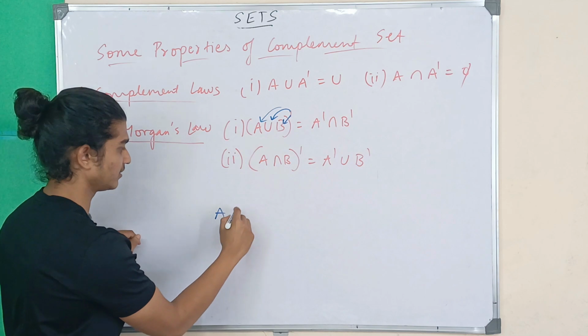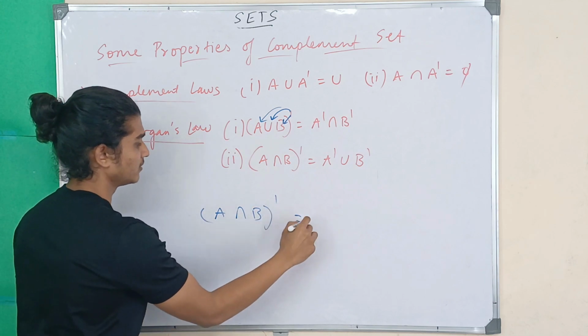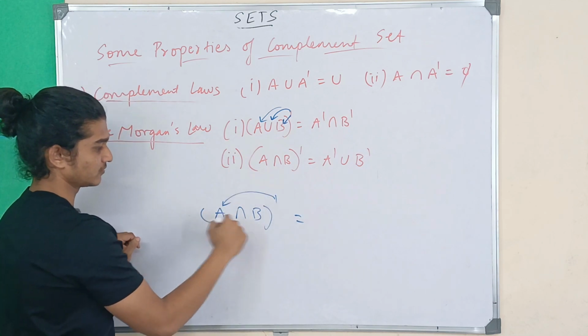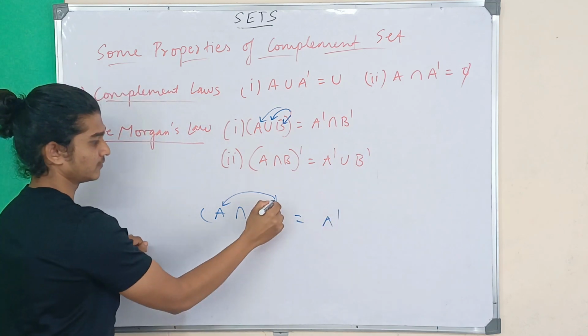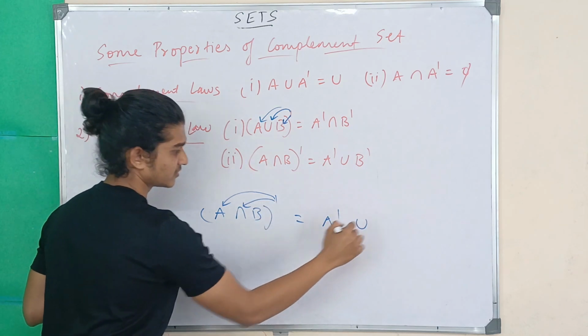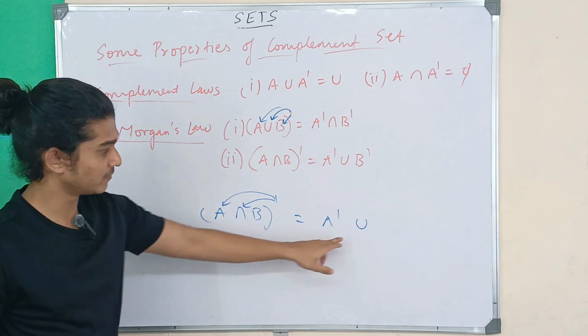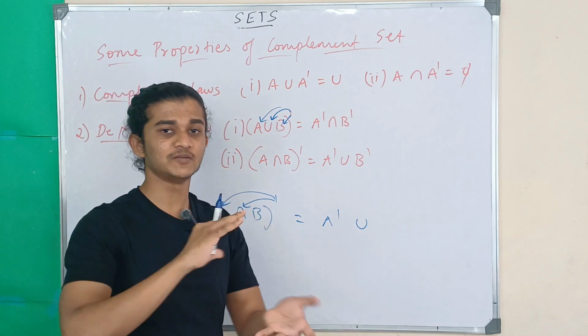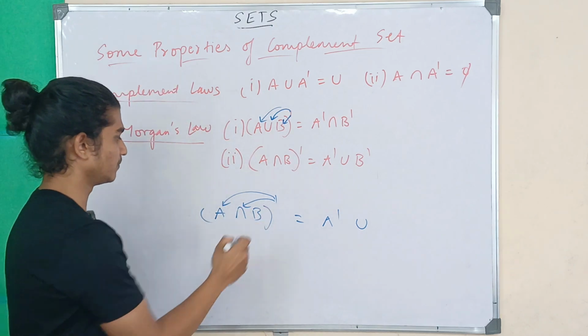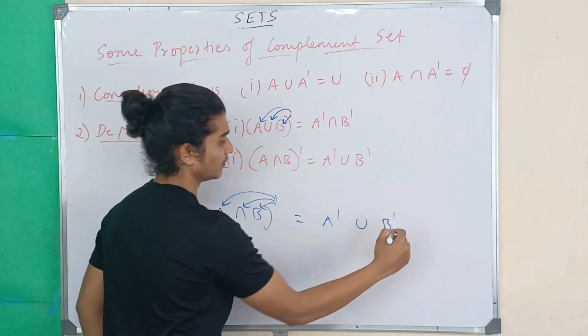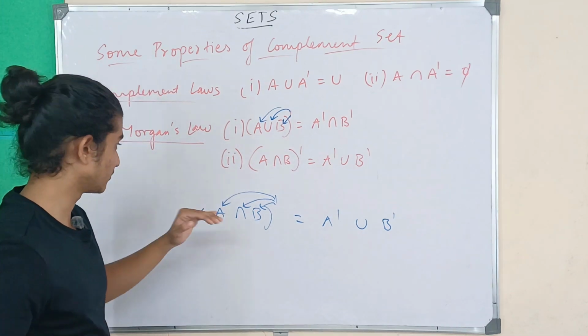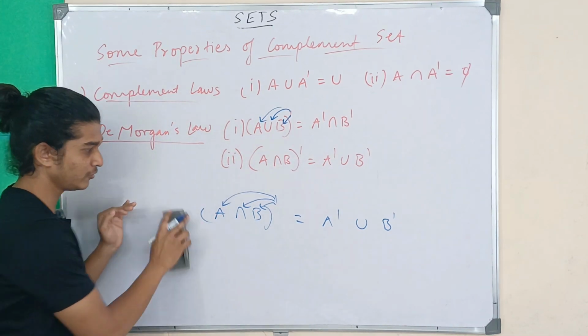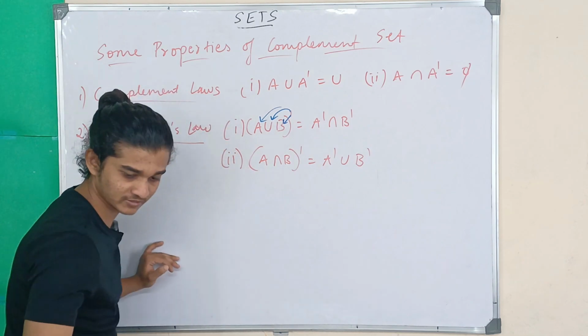So you have (A intersection B) whole complement. Start applying complement to the first. So this becomes A complement, and this reverses its form. If you have intersection, it becomes union, and if you have union, it becomes intersection. It's just flipping from one to another. And then you apply it to the B, it becomes B complement. This is the first one. So this is De Morgan's law. You can even apply this in every single place.